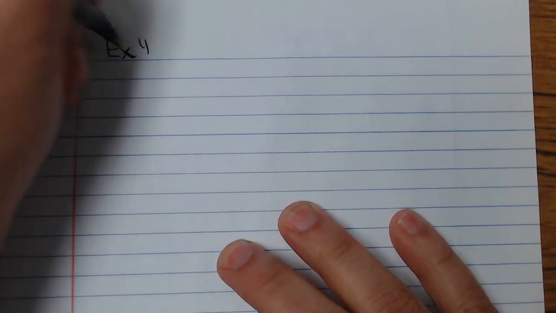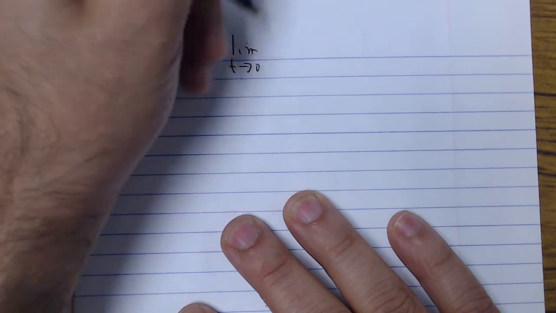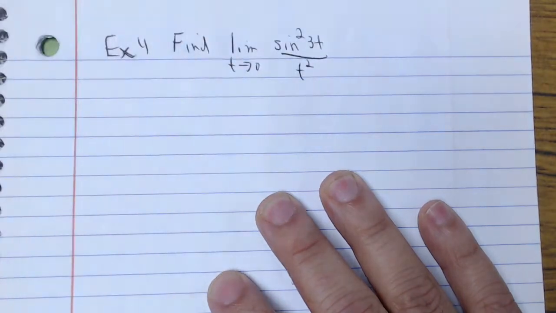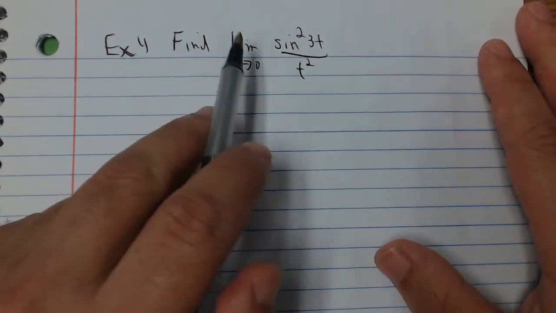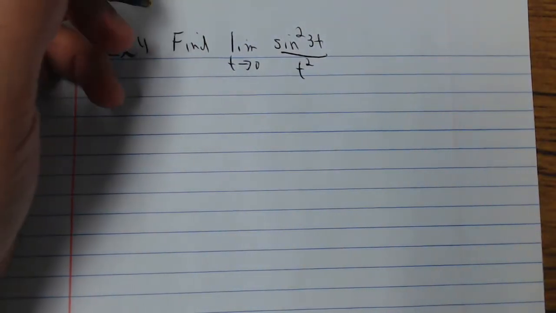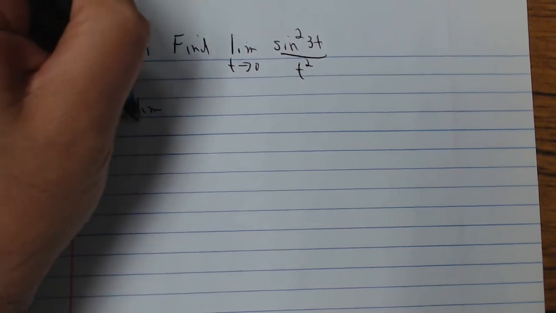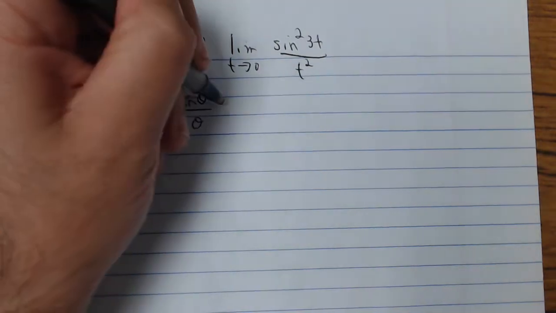Okay, so this takes us to the last example. Example 4 is a limit problem which will put to use what we talked about earlier in this section. It says find the limit as t approaches 0 of sine squared 3t over t squared. Now, one comment before we simplify this: if you remember, we have a property, property 1, that the limit as theta approaches 0 of sine of theta over theta is going to be 1.